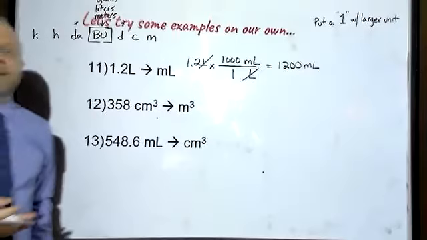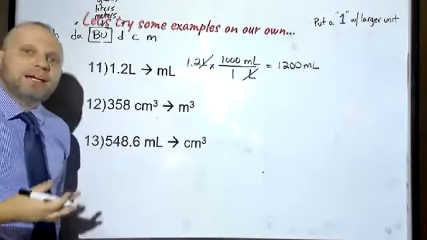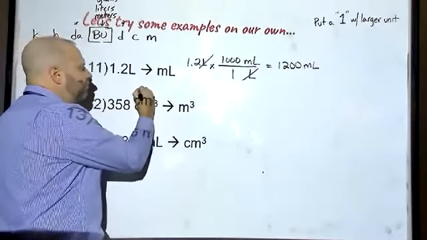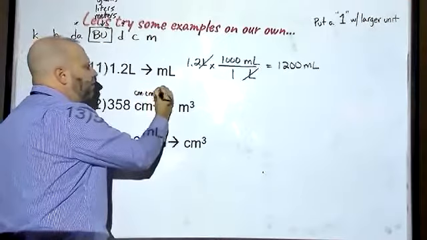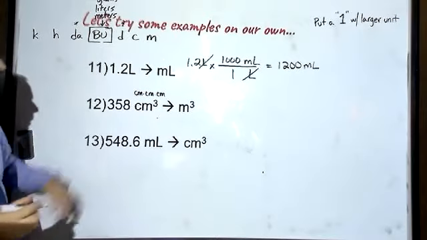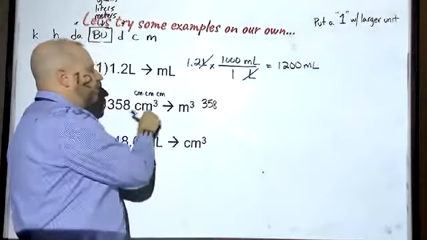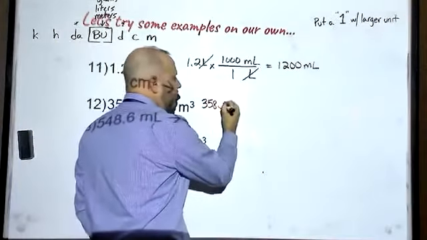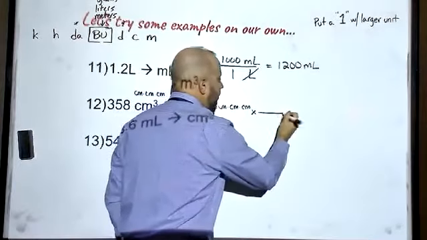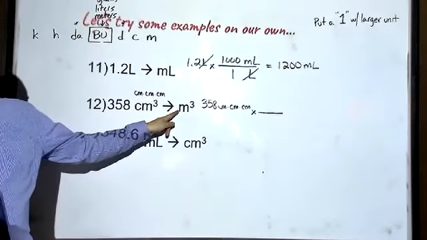Number 12 is where it gets tricky. When you have a unit that is cubed, keep in mind what a cubic unit means. So centimeters cubed is centimeters times centimeters times centimeters. So when I'm doing number 12, I have 358. I'm not even going to write centimeters cubed. I'm going to write centimeters times centimeters times centimeters.